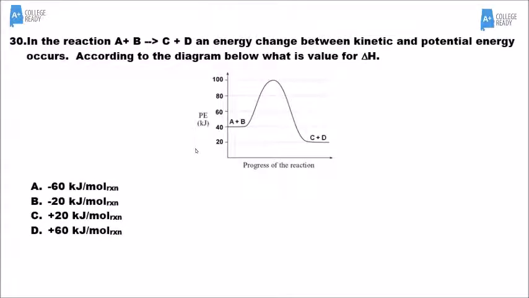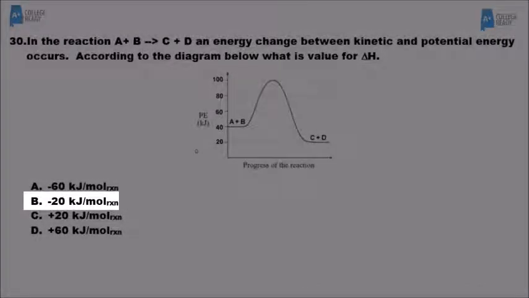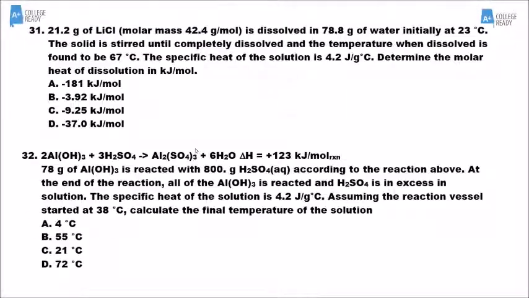Number 30 just asks them to interpret a diagram. So first of all, is this a positive delta H or a negative delta H? You start here at 40 and you end up down here at 20. Notice that this is potential energy, or PE. Thus, as you go from potential energy to kinetic energy, there's energy actually lost. That is why there's a drop in potential energy. It's being converted into kinetic energy. So the change in energy here is 20, and it should be a negative 20 because the energy is being lost.